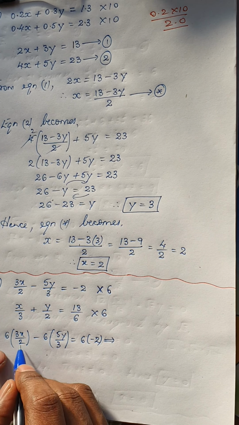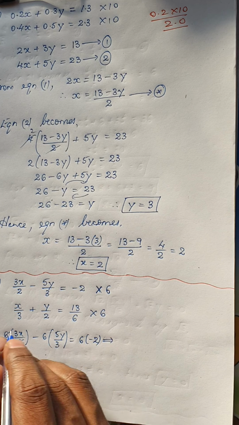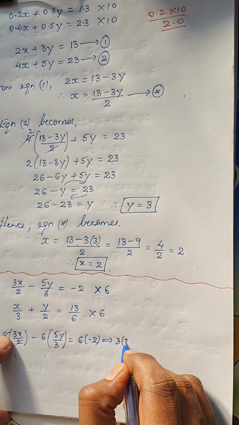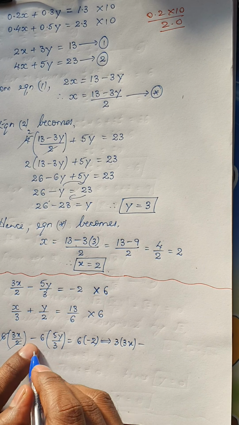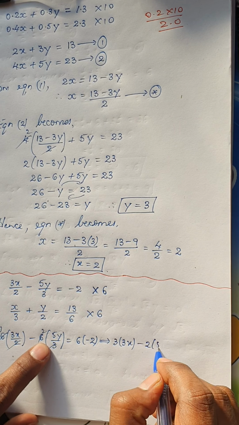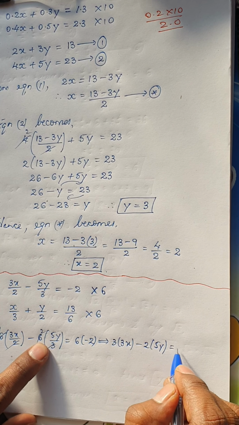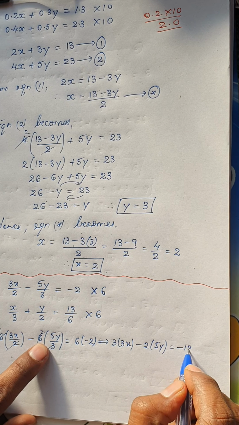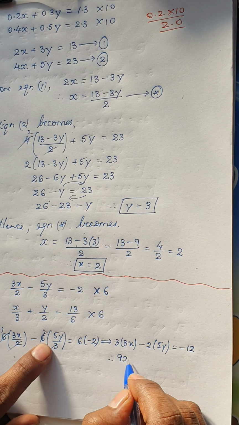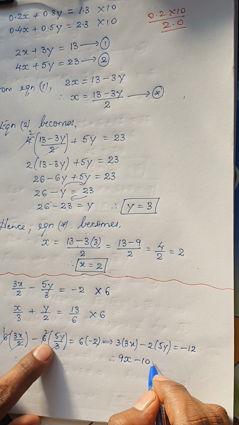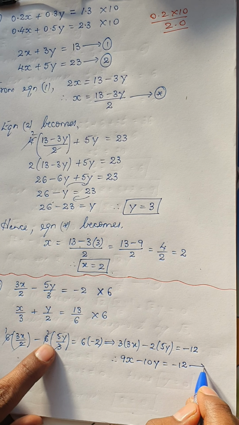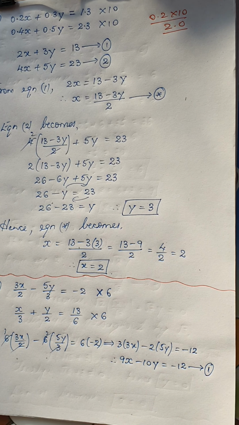Now divide the terms here: 2 1s are 2, 3 2s are 6, is it clear? So it is 3 into 3x, minus 2 into 5y, is nothing but minus 6 2s are 12. Therefore, I get the first equation: 3 3s are 9x minus 5 2s are 10y is equal to minus 12. Now let me consider this equation as 1.